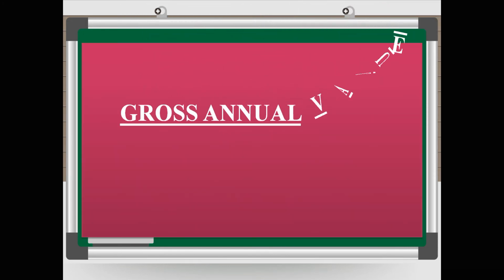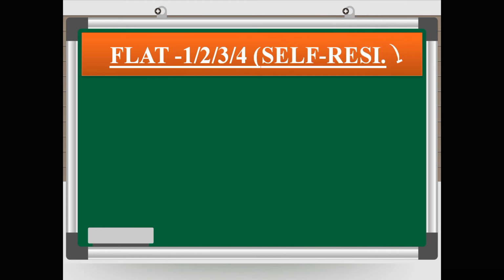With that understanding, now we start the calculation of gross annual value, and we will start with the first 4 flats, which are self-residential. Now you may ask me one question. Is it necessary that flat number 1, 2, 3, 4 are self-residential and 5, 6, 7, 8 are let out? No, it is not necessary.